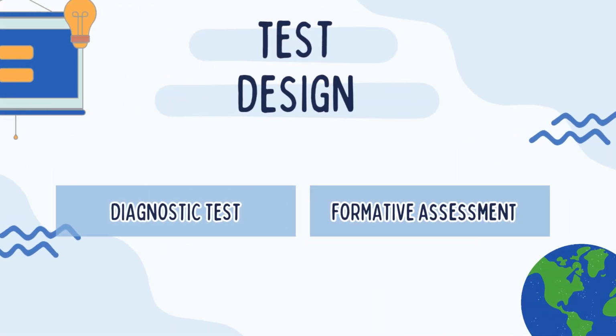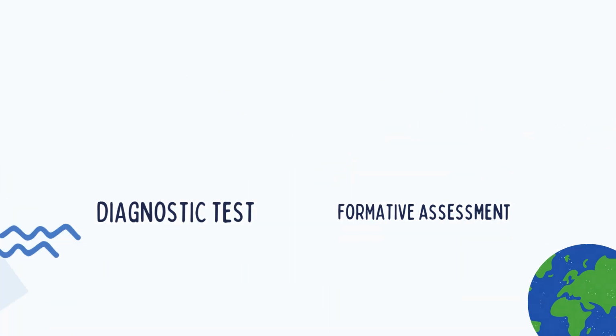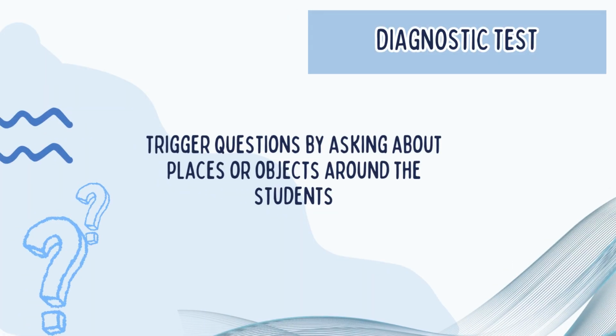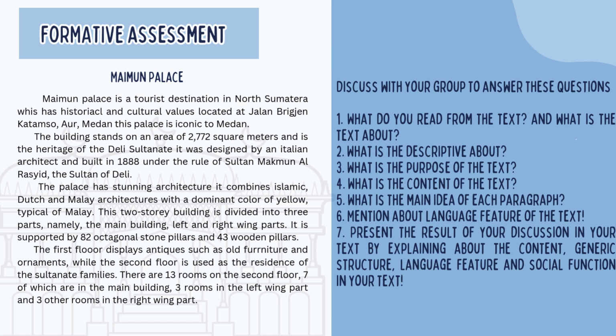Test design. Teachers provide two types of assessments, namely diagnostic assessment and formative assessment. In the diagnostic assessment, the teacher provides direct trigger questions by asking about places or objects around the students to direct them about the material to be discussed. Then, in the second assessment, the teacher provides a formative assessment, namely a written test in the form of a student's worksheet to test students' understanding of the social function, text structure, and linguistic elements of a descriptive text.